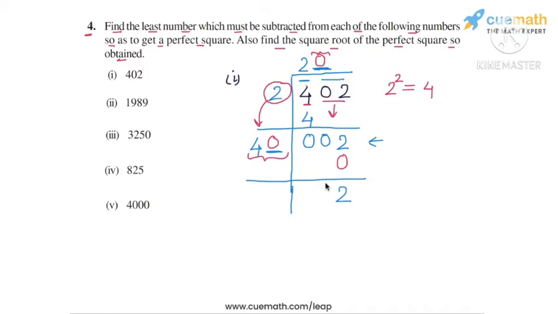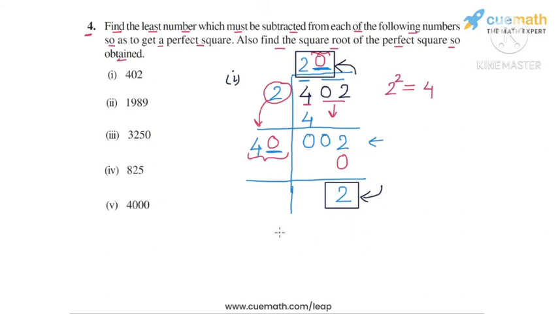So we have obtained a remainder of 2 and we have obtained a quotient of 20. What does this mean? This means that the number 402 is not a perfect square because we obtained a remainder of 2. But if we take away this remainder of 2 from the original number, we will obtain a perfect square. And what will be the square root of that perfect square? It will simply be equal to this quotient that we have obtained, which is equal to 20.